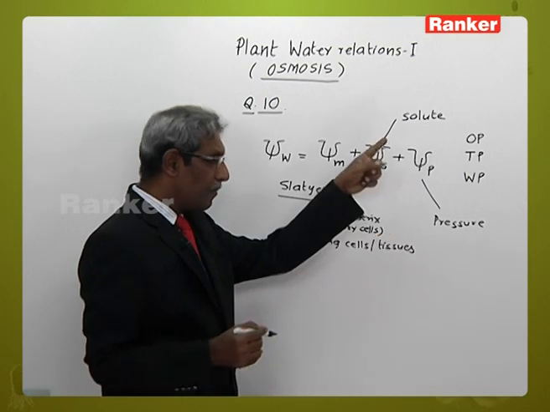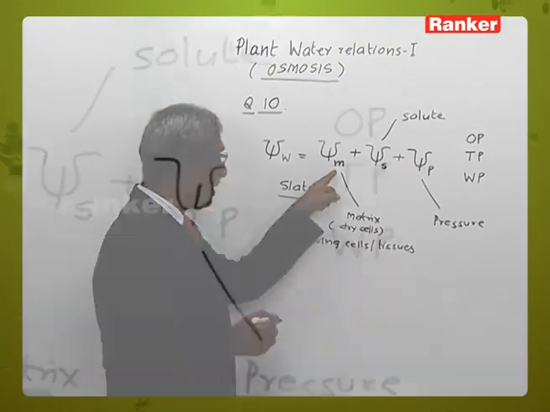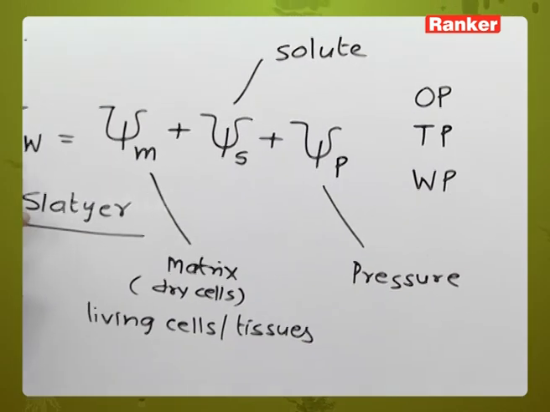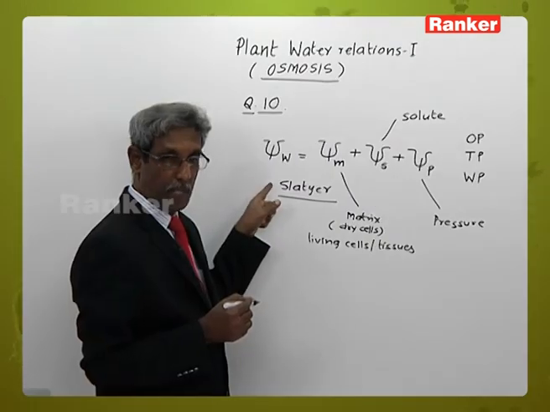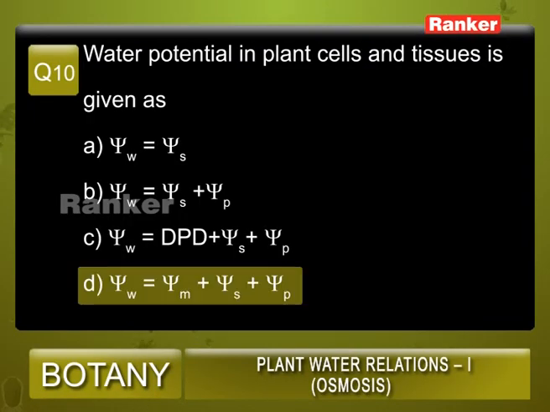So, a combination of all these three is also taken into consideration along with the solute and the matrix potential, and we have a general equation for water potential in plant cells and tissues. So, among the choices, answer D, which is a complete statement, is right.